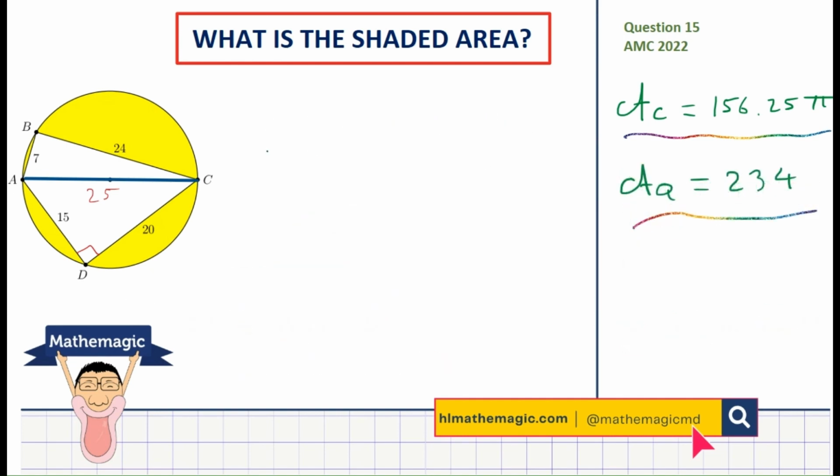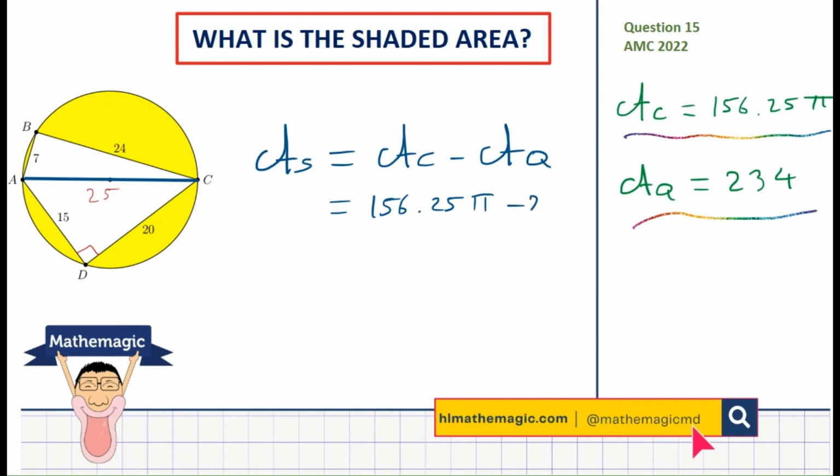And so to complete the question, we can say that the yellow area, or the area that is shaded, is equal to the area of the circle minus the area of the quadrilateral. In this case, the area of the circle was 156.25 pi minus 234. Now, in the actual Olympiad paper, the question was asking to find the sum of certain digits which make up the area. But for the purpose of this question, the way it's been presented here, this is a very good place to stop, and this is a fine answer. So we found the shaded area and we're very happy.